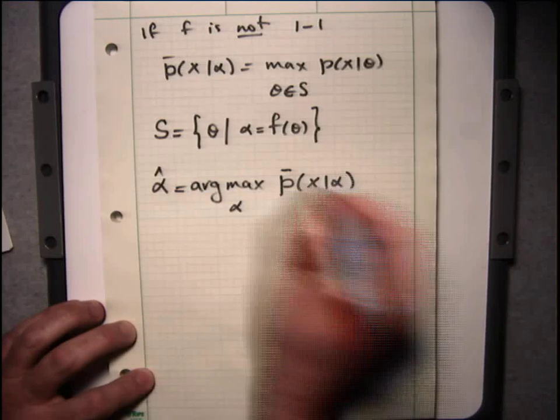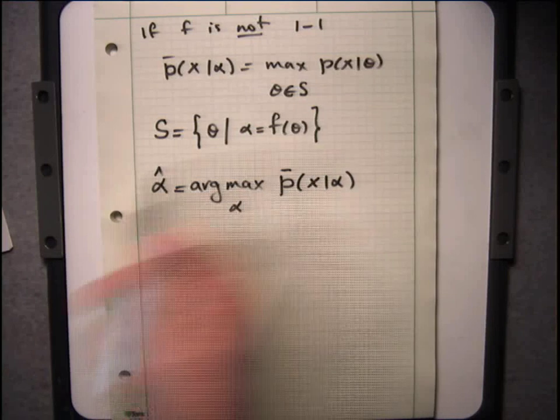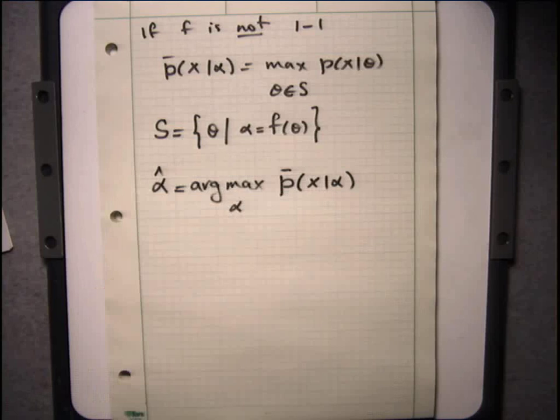Okay, so let me describe what this math all means. The simple way to think about it is that if there are multiple values of theta that give you the same alpha, you basically need to try to see which one of them is the right one. Okay?